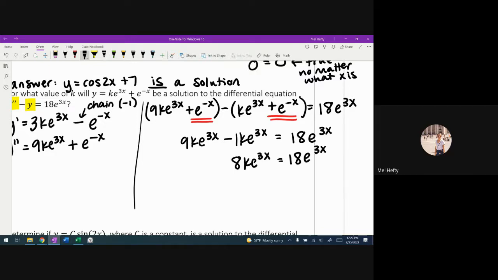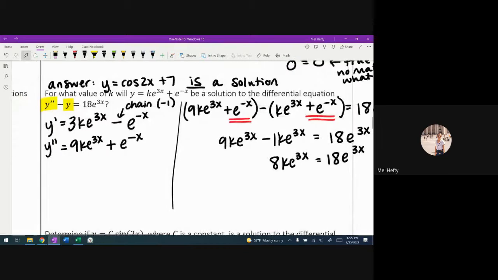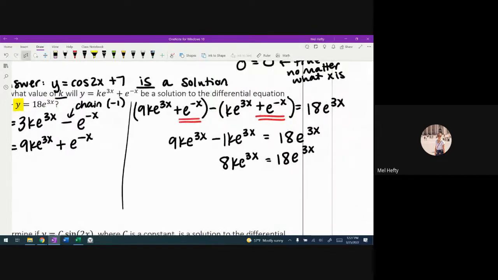All right. Stop arguing with it because I'm looking for the value of k. This is not just yes or no. So what can I do? What do you guys think we can get rid of? All right. I could divide by 8e to the 3x if I wanted to. We can divide by that whole thing. I'm allowed to divide by something with x's in it. Usually you're not supposed to do that, but e to the 3x is always positive no matter what. So we can divide those away. And we're left with k equals 18 over 8.